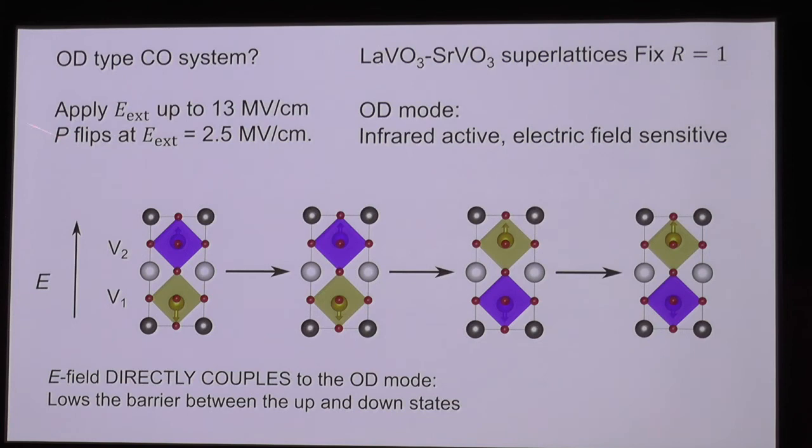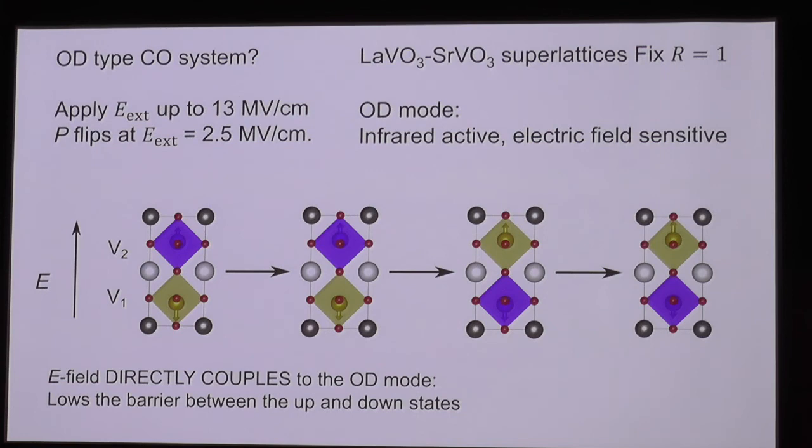We indeed observe a polarization flipping at the electric field equal to 2.5 MV per centimeter, which can be achieved in experiments. And the mechanism is that such a lattice mode is directly coupled to the electric field. And the electric field can lower the energy barrier between the up and down states and induce the polarization flipping.